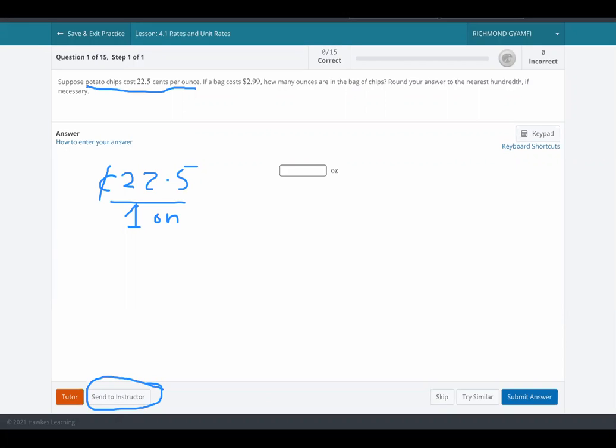Now, let's keep going. If a bag costs $2.99, how many ounces are in the bag of chips? So the whole bag is $2.99. How many ounces? Let's do x ounces. Again, if you look at what I did, you could clearly see that I have set up a proportional equation. I've got the money on top and the ounces at the bottom. And that is how you should set it up.